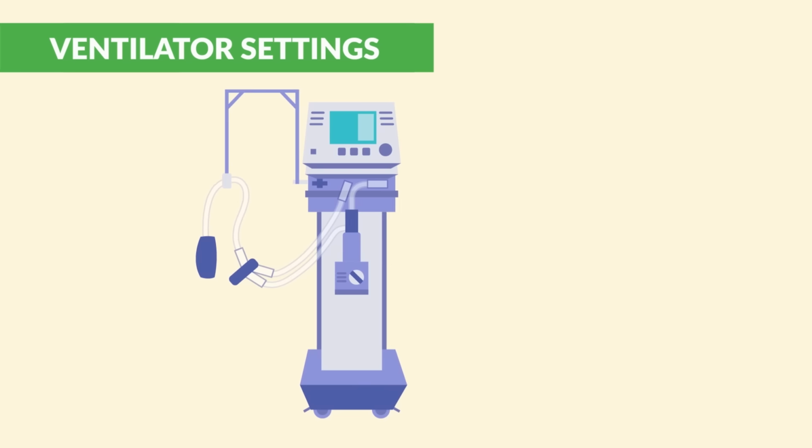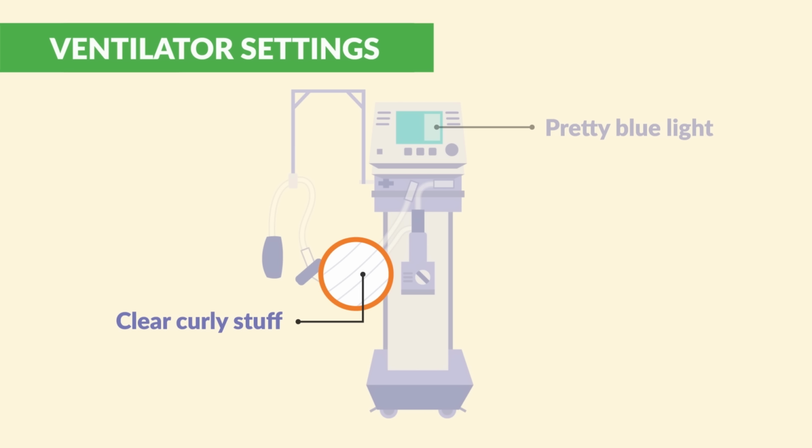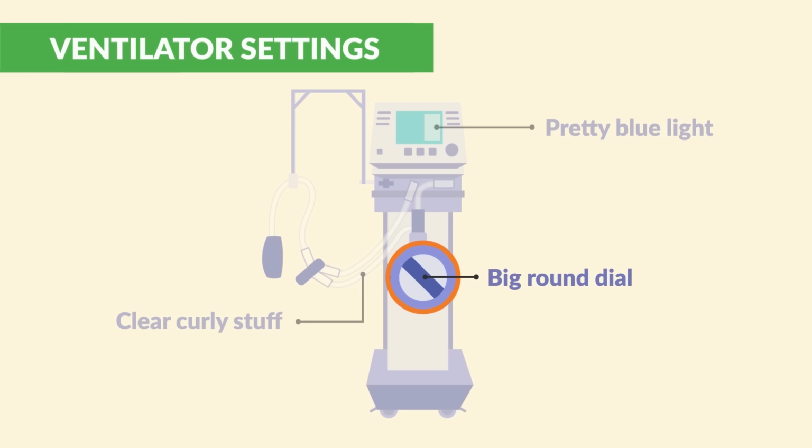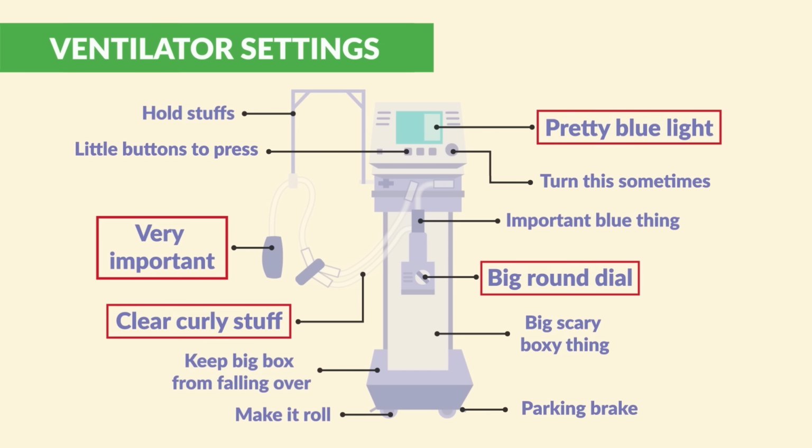First thing I want to highlight is the pretty blue light here. This tells us a lot of important numbers. Then down here at the bottom is the clear, curly stuff, which a lot of lung butter builds up in there. Lastly is the big old round dial here, always a family favorite. Oh yeah, you turn this sometimes, and I'm just kidding.